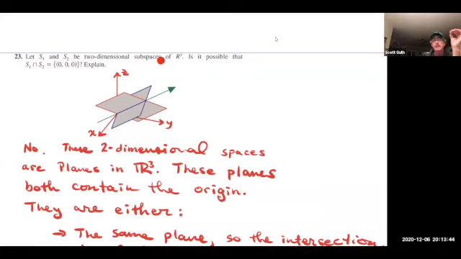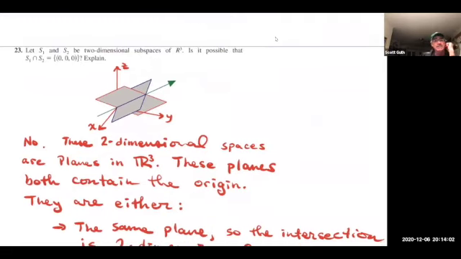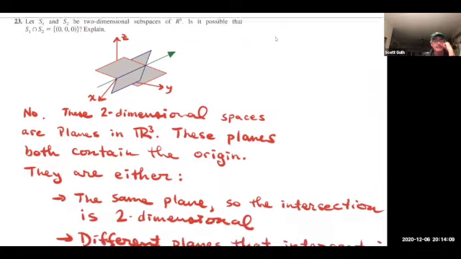All subspaces of a vector space have to contain the 0 vector. So both of these planes have to contain the origin, okay? And so the question is, can 2 planes intersect only at the origin, just 0, 0, 0 here? And I think the answer is no. So here's how I see it.